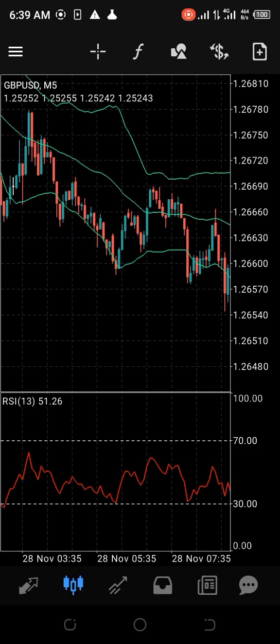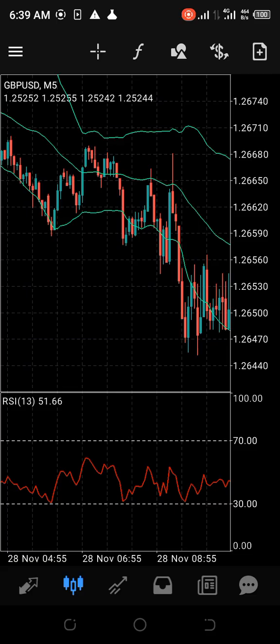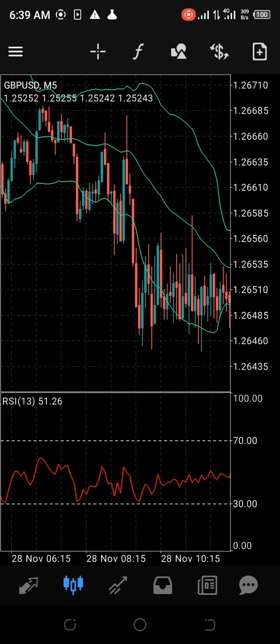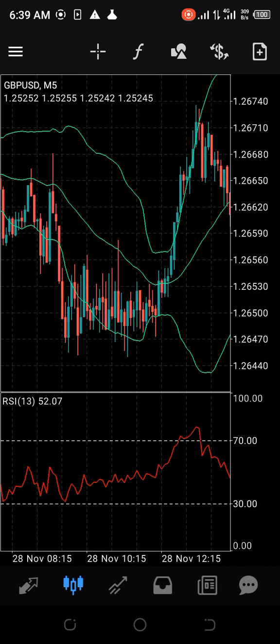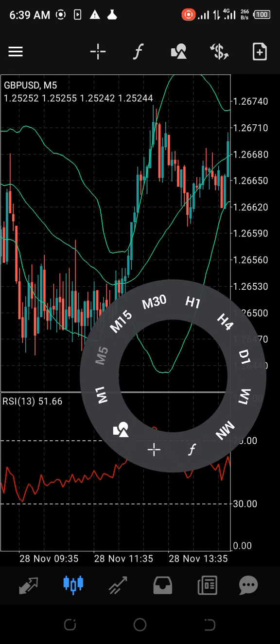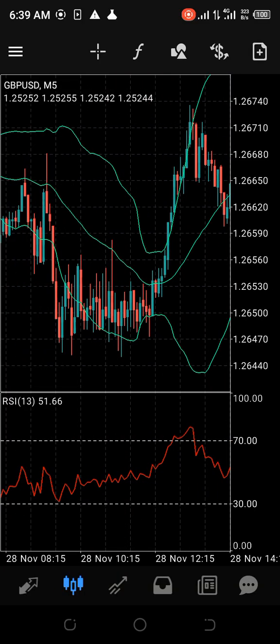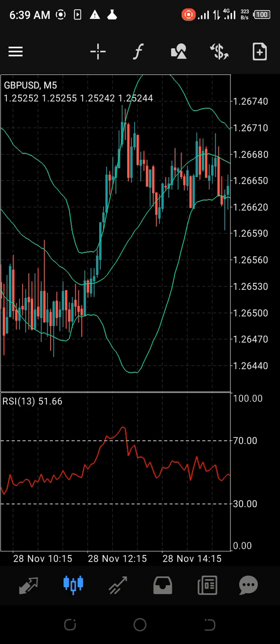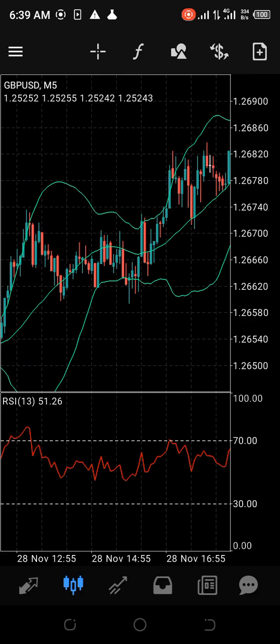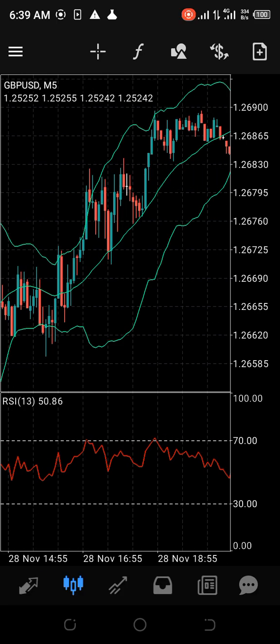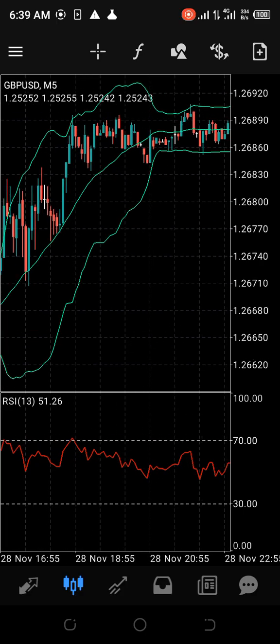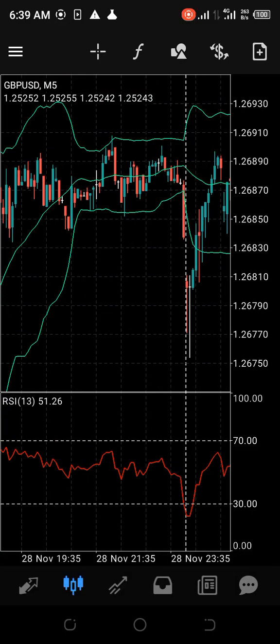Here it does not get oversold. It crosses the lower band here, but we are not seeing an oversold signal. Here it crosses the band but no oversold signal, so we are not entering the trade. Here again it crosses the band, no oversold signal, we are not entering the trade. We enter the trade according to our strategy rules. So you don't enter a trade until you meet your strategy.